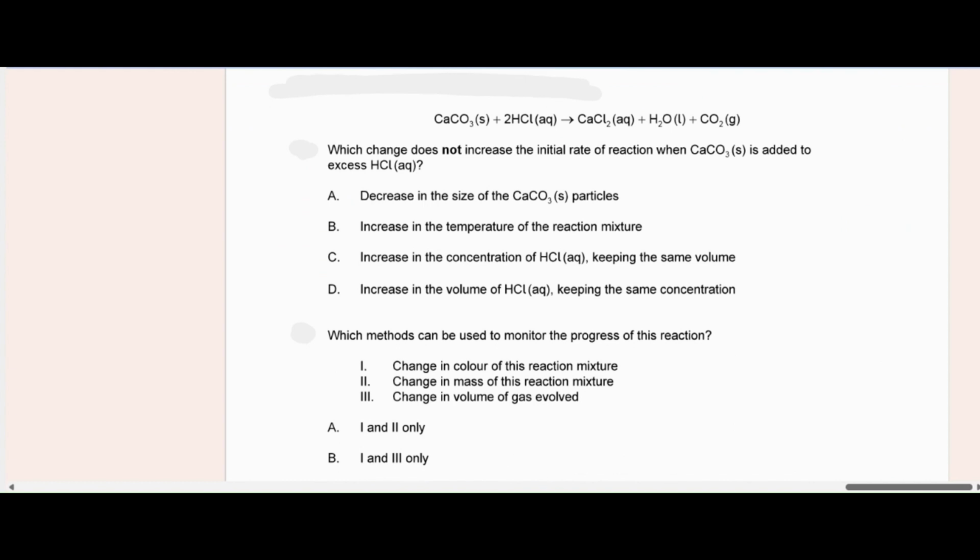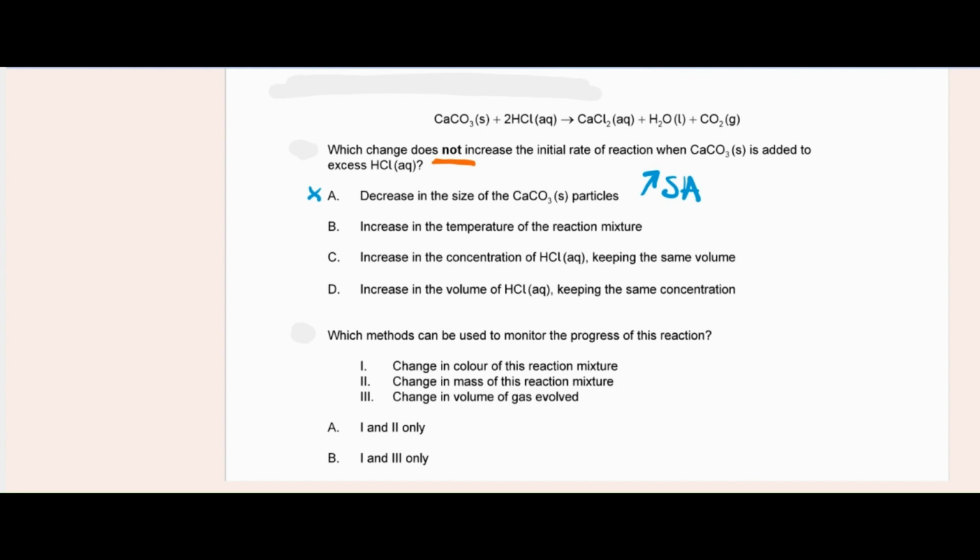These next 2 questions are both about the same reaction. Which change does not increase the initial rate of reaction when calcium carbonate is added to excess hydrochloric acid? Right, so we are wanting to not increase the initial rate. We don't want to increase the initial rate. Decreasing the size of the calcium carbonate particles, well, what that will give us is an increase in surface area, which will lead to a faster reaction. So it won't be A.